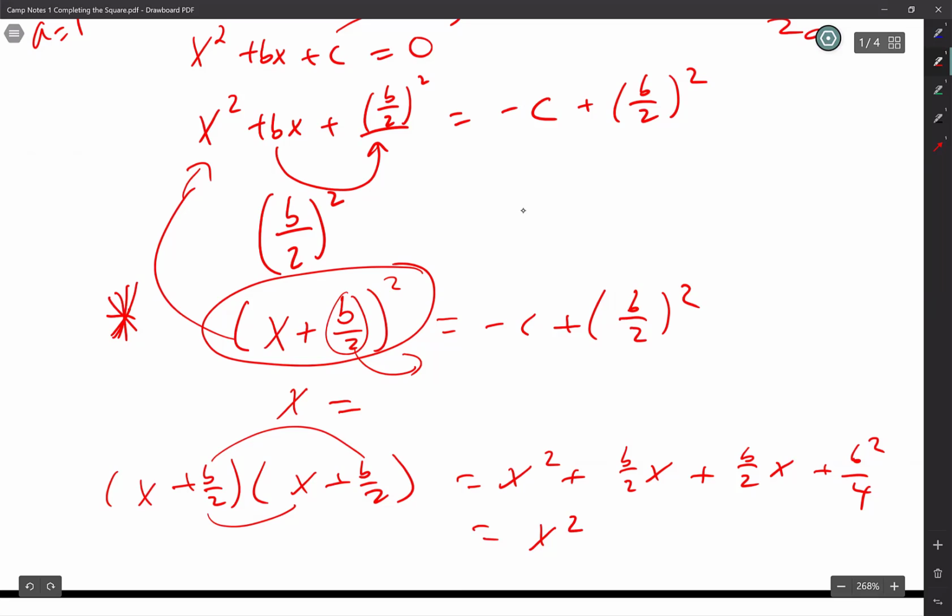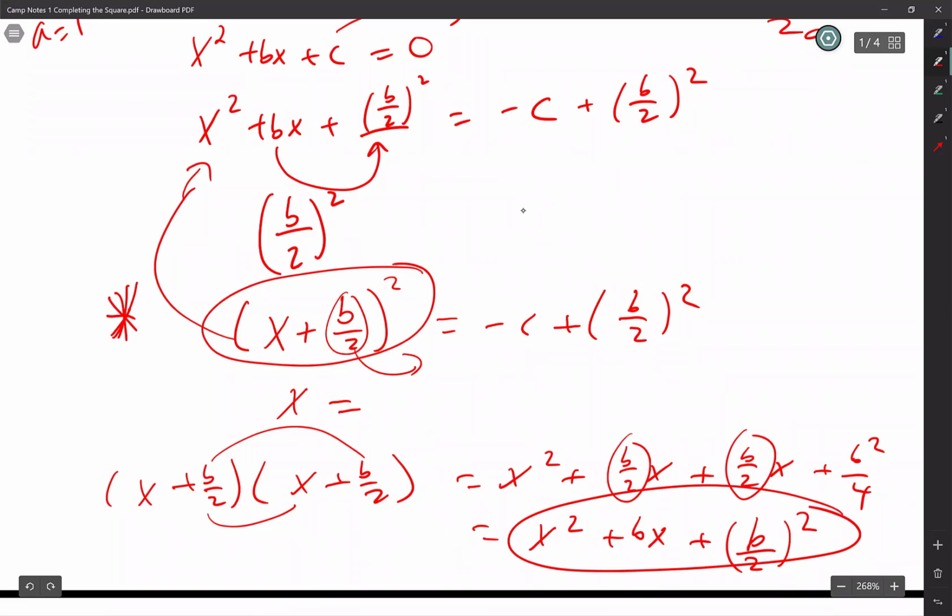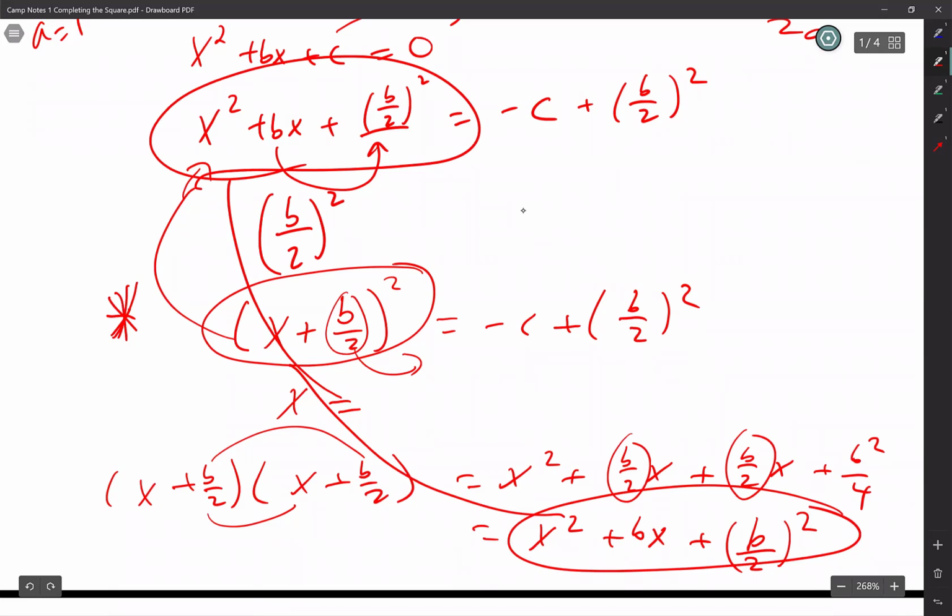So here you have x squared, and then half of b plus half of b is a whole b. So bx plus b over 2 with a square on it. And sure enough, that is the same as that. And then when you want to isolate the x, you just move the b over 2 to the other side. So hopefully that made sense.